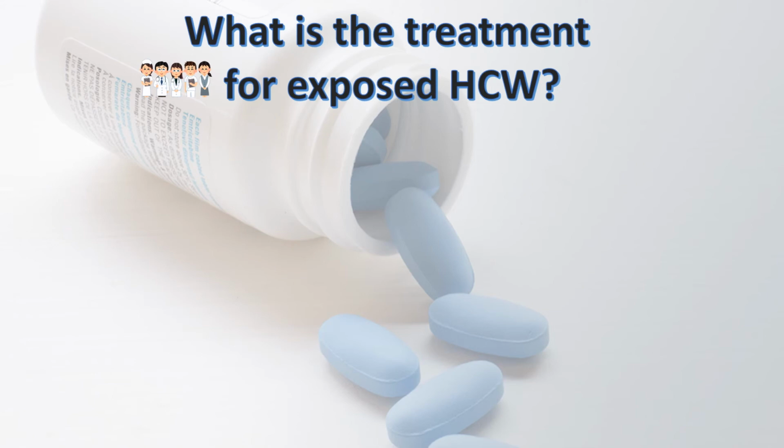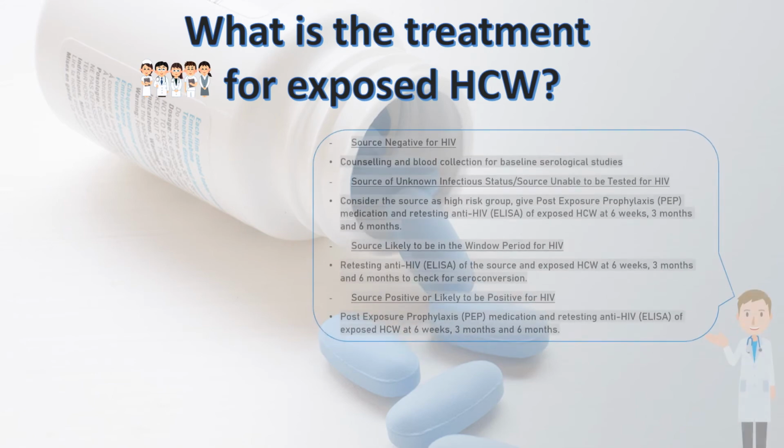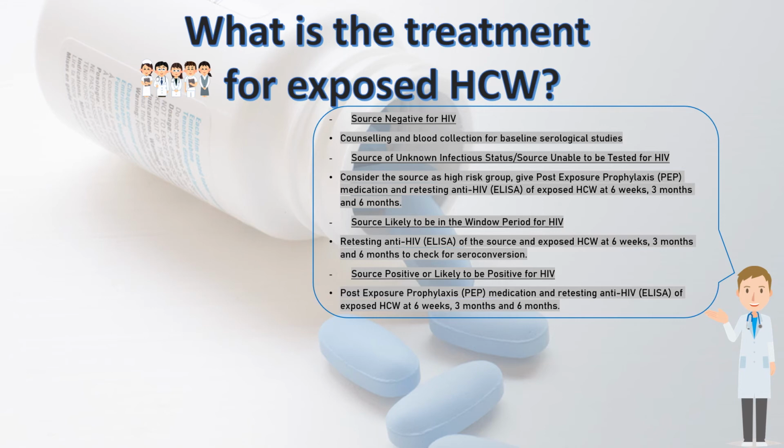What is the treatment for an exposed healthcare worker? Not all exposed healthcare workers require treatment. The treatment will be given based on the source of the exposure. If the source is negative for HIV, only counseling and blood collection for baseline serological studies will be done. If the source has unknown infectious status or is unable to be tested for HIV, consider the source as high-risk group. Post-exposure prophylaxis (PEP) medication will be given. Retesting anti-HIV ELISA of the exposed healthcare worker is required at 6 weeks, 3 months and 6 months intervals.